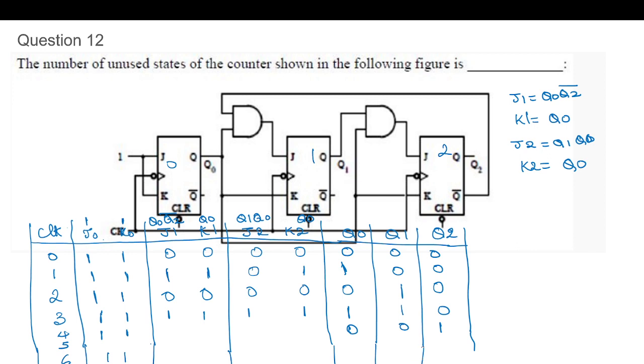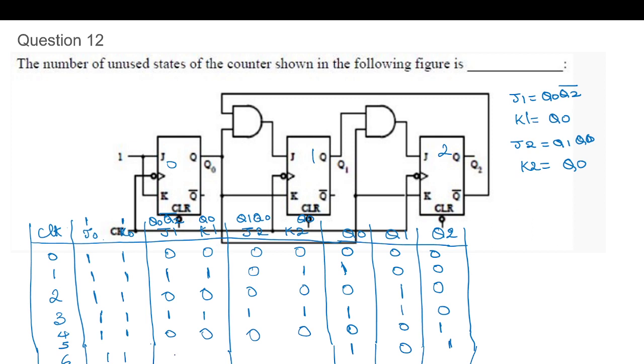This now 1, 1. So 0, 0, 1. Q2. This is 0 and this is 0. This is also 0, 0. So this will maintain the state and this will toggle.